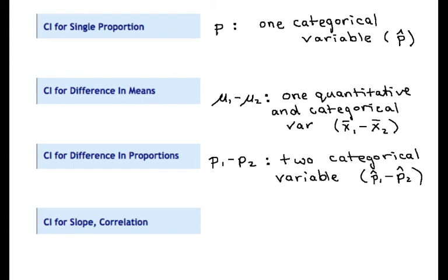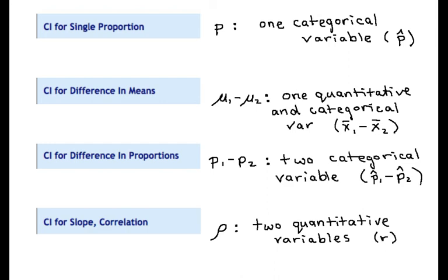And for slope and correlation, the parameter, remember, is rho. And we would have to have two quantitative variables. And the sample statistic we use to estimate rho is r, lowercase r.